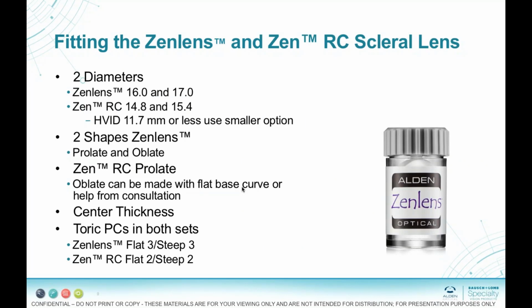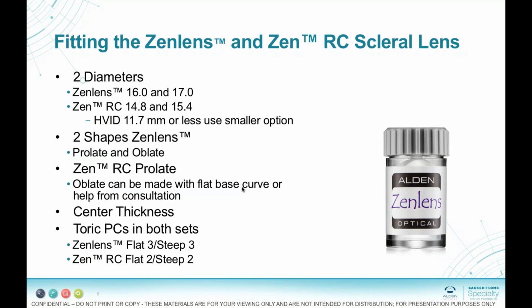So again, the Zenlens we talked a little bit about. I also want to introduce you to ZenRC, which is the newer member of the family. The ZenRC, RC standing for regular cornea, was designed to be a scleral lens which could be fit towards more regular corneas for just refractive error, perhaps for presbyopia, or for those patients with ocular surface disease that need a scleral but happen to have a regular shape to their cornea otherwise.